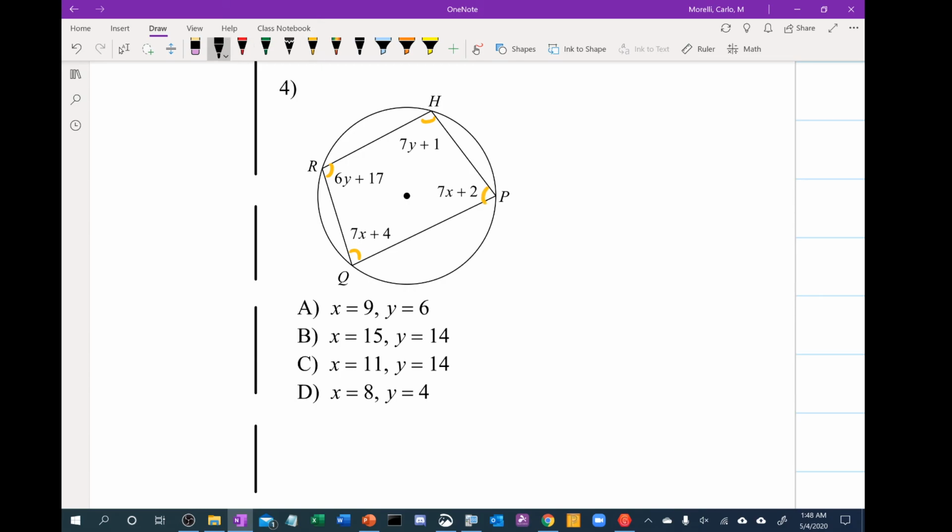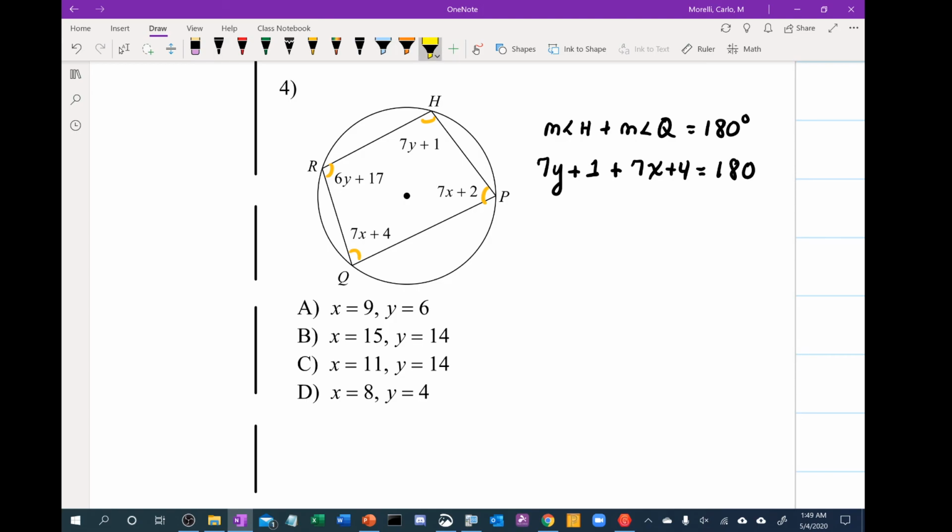So what we'll write is our first system we'll start to do up here. We'll do the H and the Q. We'll say measure of angle H plus measure of angle Q equals 180 degrees. Okay, so we'll say for measure of angle H, we'll write 7y plus 1 plus the measure of angle Q, 7x plus 4, equals 180 degrees. Okay, we'll just put 180 for now.